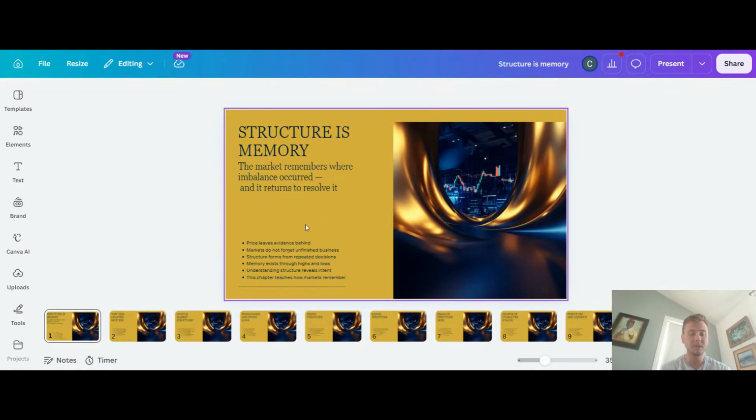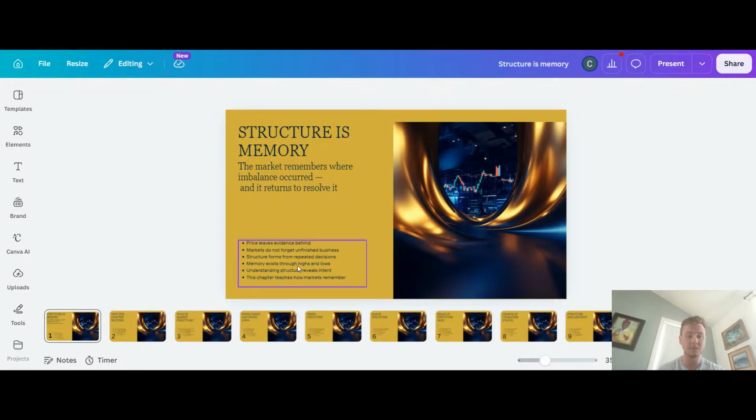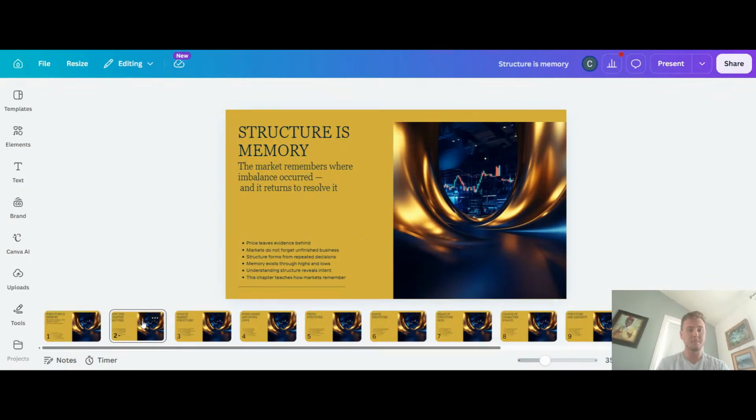Price leaves evidence behind. Markets do not forget unfinished business. Structure forms from repeated decisions. Memory exists through highs and lows. Understanding structure reveals intent, and this chapter teaches how markets remember.